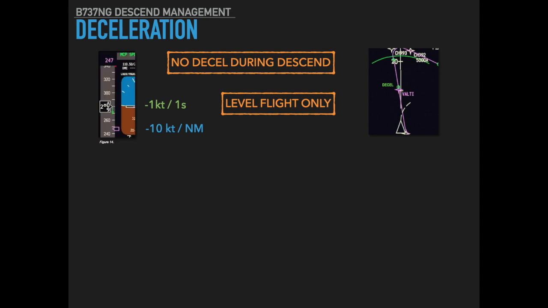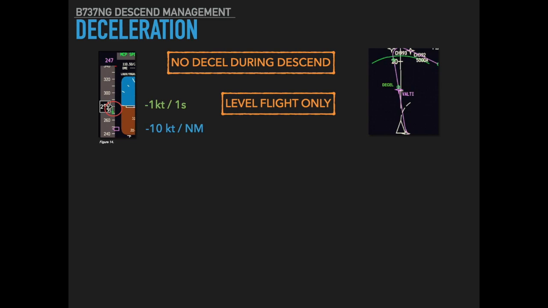Figure 14 shows the speed trend vector, which shows the speed you'll have in 10 seconds at the end of the arrow. As shown here, 10 knots in 10 seconds equals 1 knot per second, and it's easily identifiable.